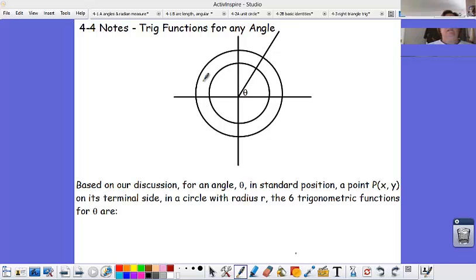Hi, today we'd like to talk about how you can extend the trig functions to work for any angle, not just angles in a unit circle. And to get us started, I'd like to have you look at my picture here where I have two concentric circles, sharing the same center, with different radiuses.